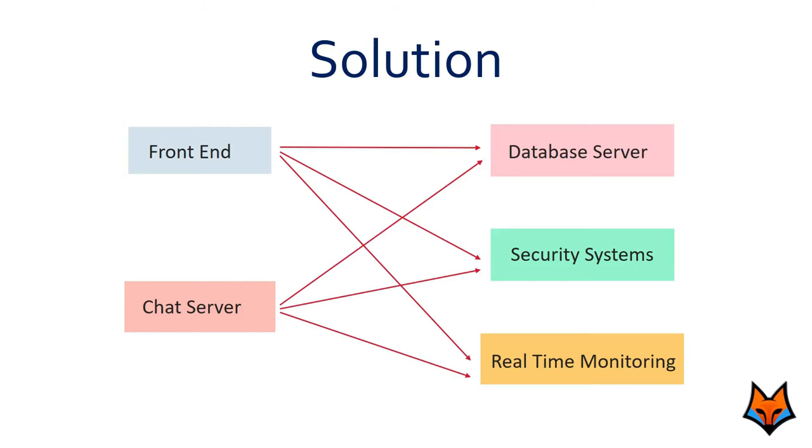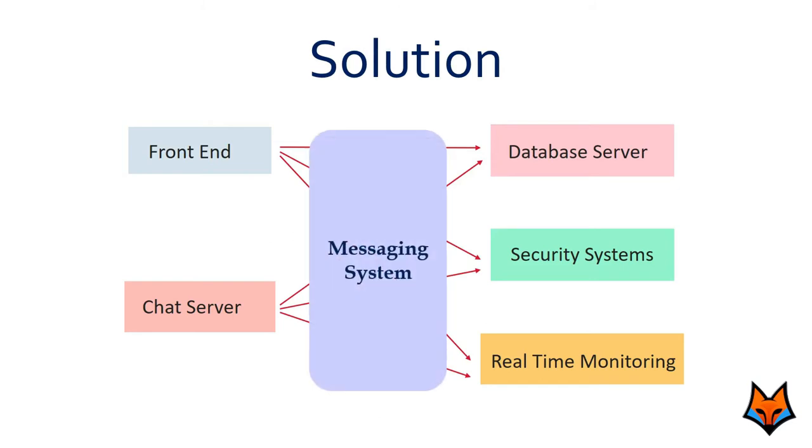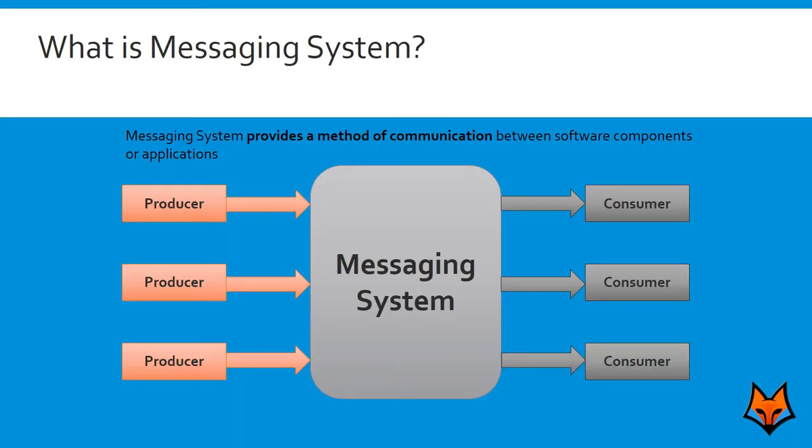So what is the solution for this problem? The solution for these problems that we have discussed is a messaging system. So what is a messaging system? A messaging system provides a method of communication between software components or applications. In this we have producers and consumers. A producer produces the message and a consumer consumes the message.